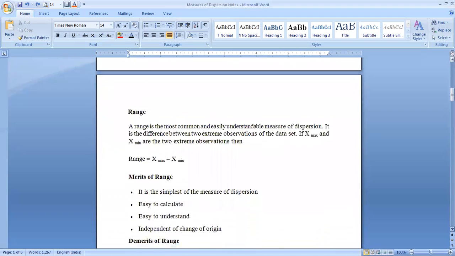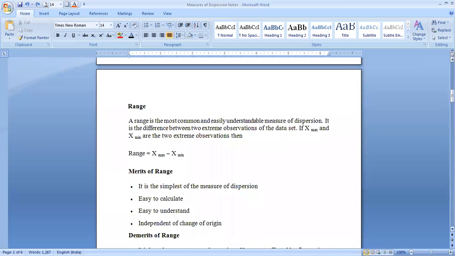So now we discuss the four components of the measure of dispersion. The first component is known as range. The second component is known as quartile deviation. The third component is called the mean deviation, and the fourth component is the standard deviation. So first we take the first component of measure of dispersion, that is range.